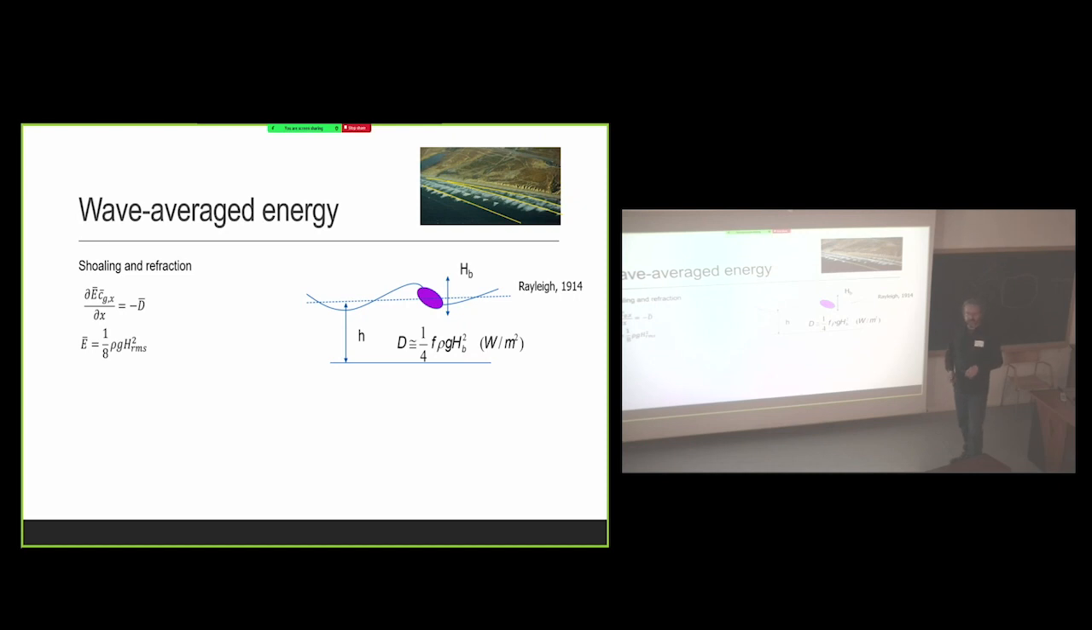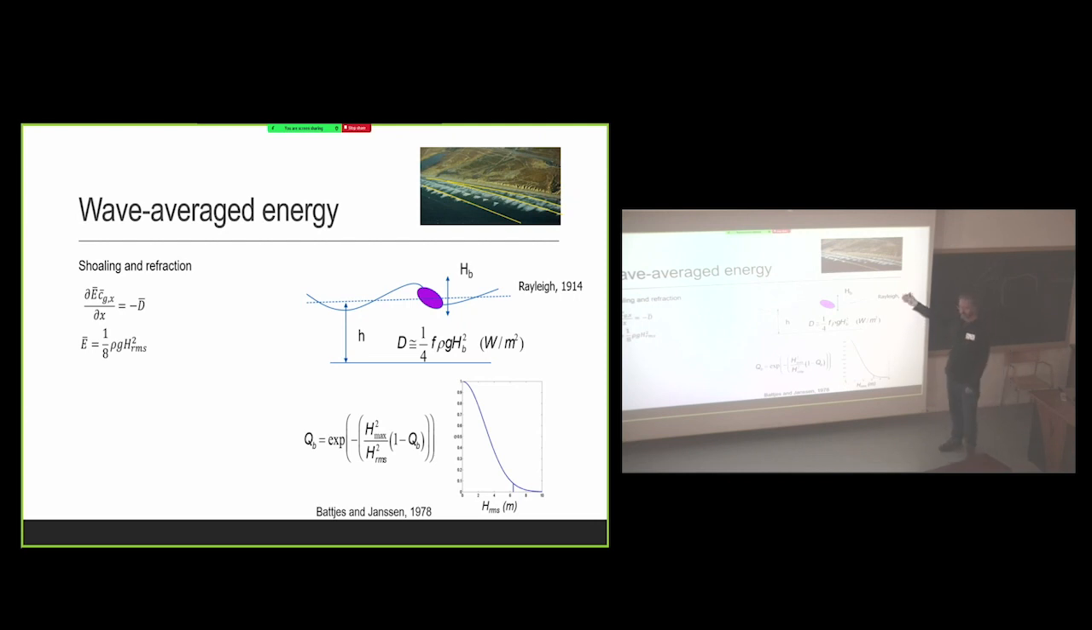To say something about the dissipation, the analogy with a bore is made. This was done by Battjes and Janssen. Basically, if you look at a breaking wave, this purple blob may not be the best color, but that is, let's say, the bore. The height of the bore is assumed to be similar to the height of the breaking wave. And then you can calculate what the corresponding dissipation is.